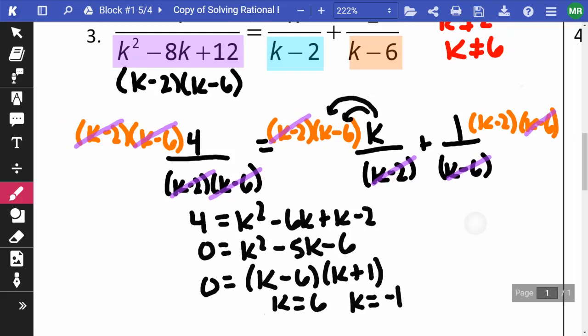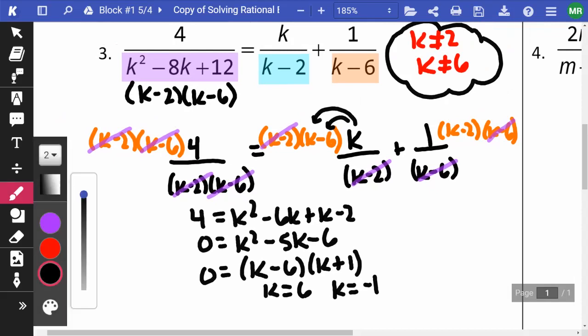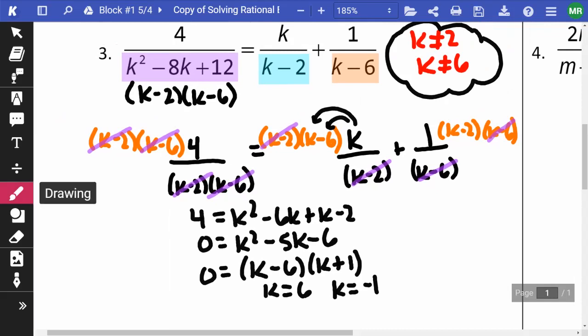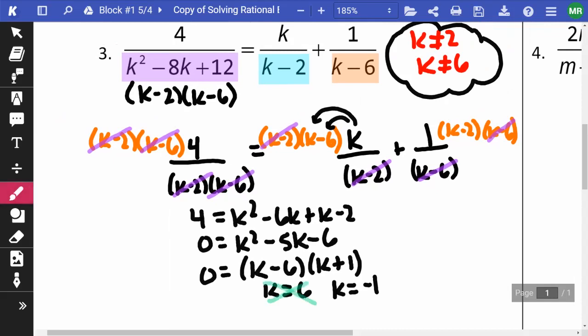But if I look up here to the top where my restrictions are, I see 6 as a restriction. So that means this one right here, the 6, is not going to be one of my answers. So my answer is going to be just negative 1.